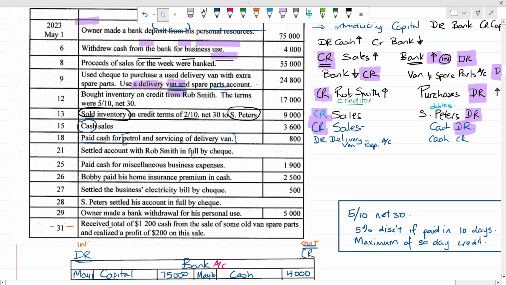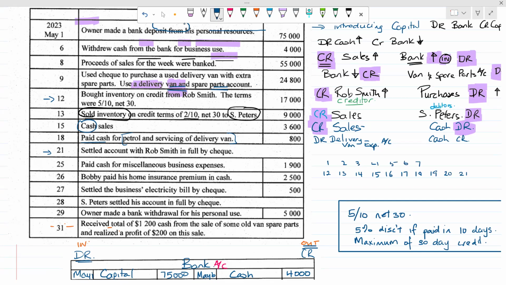Settle account with Rob Smith in full by check. Now this is where it gets tricky. Rob Smith was where? 12th. What's the date we're going to pay him? The 21st. So let's do a quick little timeline. 12, 13, 14, 15, 16, 17, 18th, 19th, 20th, 21st. How many days is that? 1, 2, 3, 4, 5, 6, 7, 8, 9, 10. 5% off if we pay it in 10 days. Exactly 10 days. Yes?